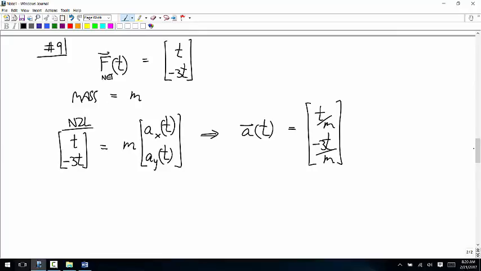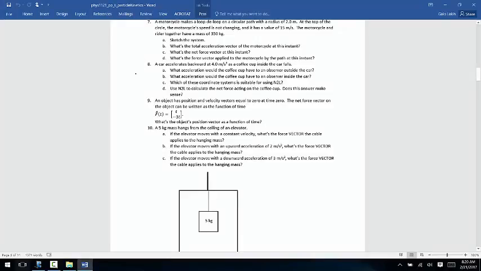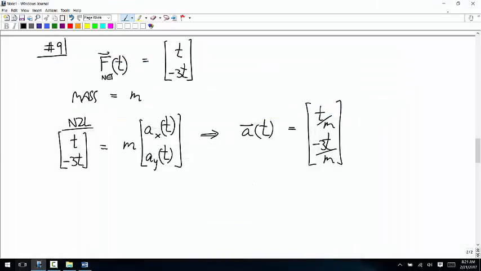So if you're given acceleration as a function of time, you can use Newton's second law to calculate net force as a function of time. If you're given net force as a function of time, you can use Newton's second law to calculate acceleration as a function of time. And then from there, it also tells us that its position and velocity are 0 at time 0. So v of 0 is the 0 vector, and p of 0 is the 0 vector.